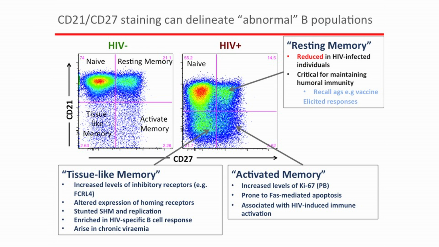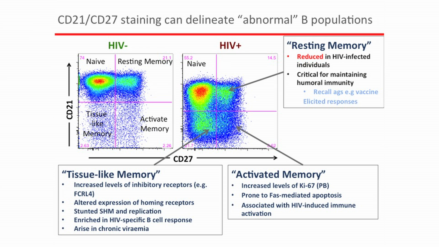Then we have the activated memory population, which is also elevated compared to HIV-negative individuals. These have increased levels of Ki67. Within this population, you can also find some plasmablasts. If you gate on this population, you can actually stain for plasmablasts. These are very prone to Fas-mediated apoptosis. They've got a high level of CD95. They're associated with HIV-induced immune activation as well.